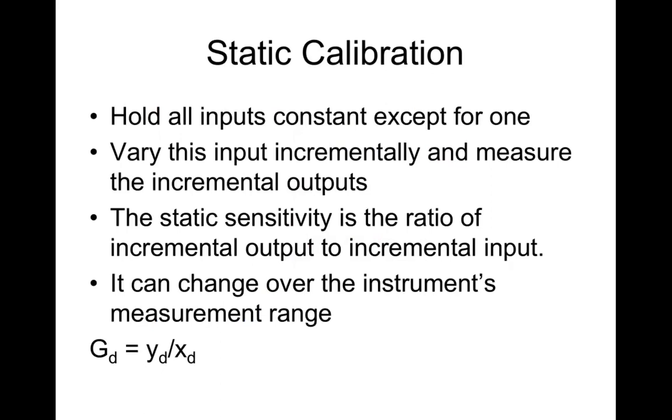In a static calibration of an instrument, you basically are going to hold all of your inputs constant except for one. And then you vary the one that you're not holding constant incrementally, and you measure the incremental outputs. So the static sensitivity is the ratio of the incremental output to the incremental input. And this can change over the instrument's measurement range. You would like for it not to change, but it can change. And so static sensitivity is defined by this parameter G_d. It's y_d over x_d, where y_d and x_d are incremental output and input respectively.